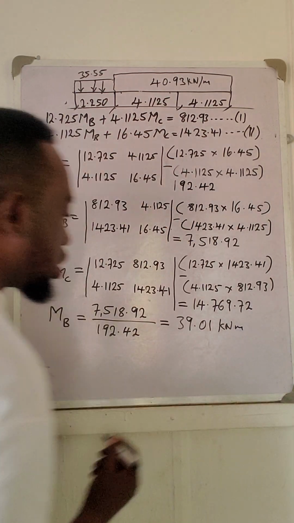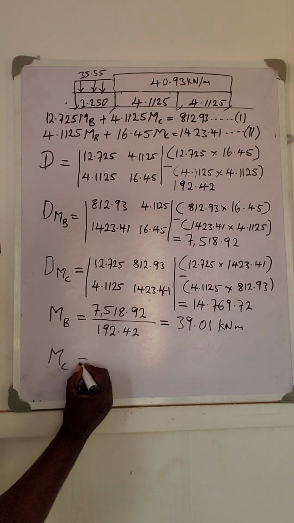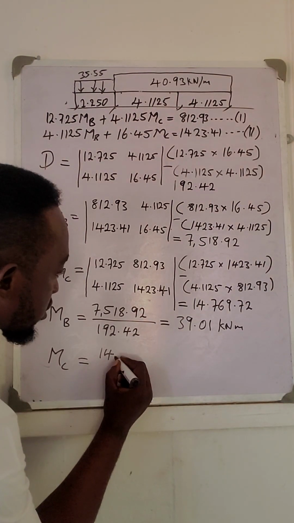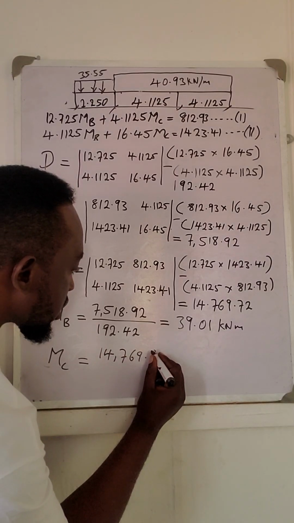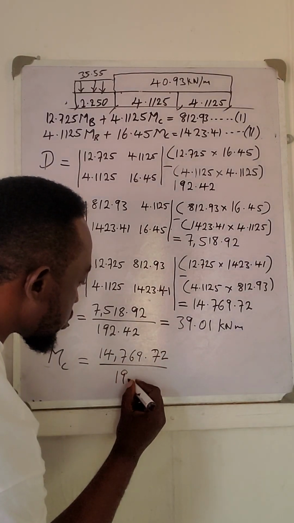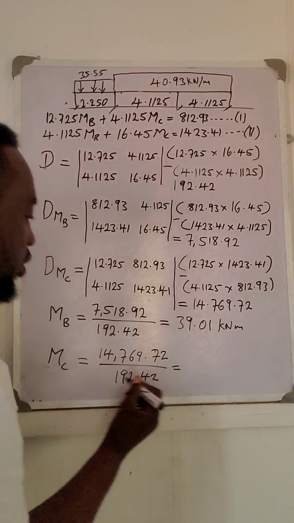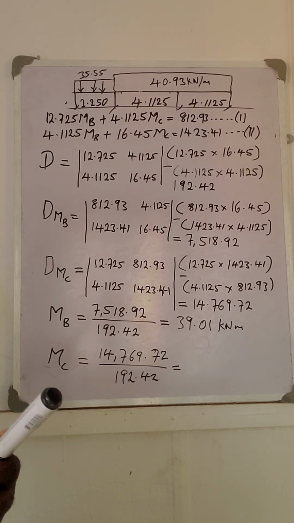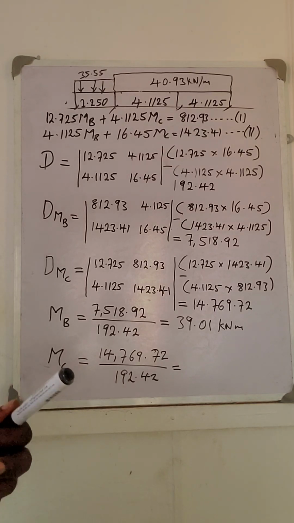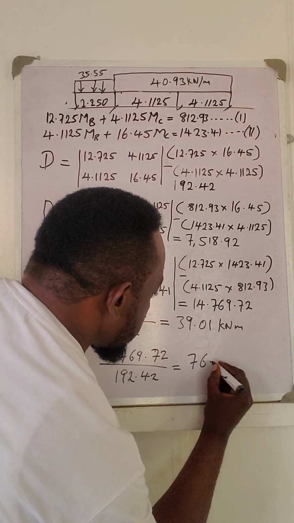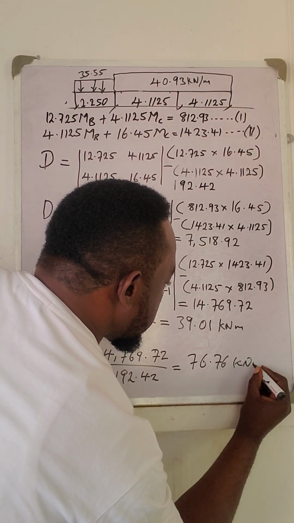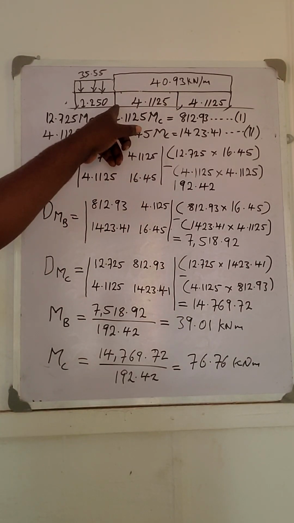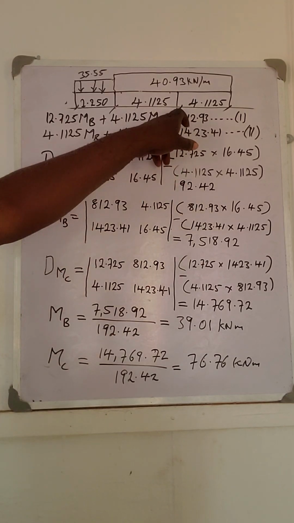kilonewton meters. The same thing, MC is equal to dMC, which is 14,769.72 over 192.42. If you compute this as well, you're going to have 76.76 kilonewton meters. Now we have gotten the moment at support B and the moment at support C.